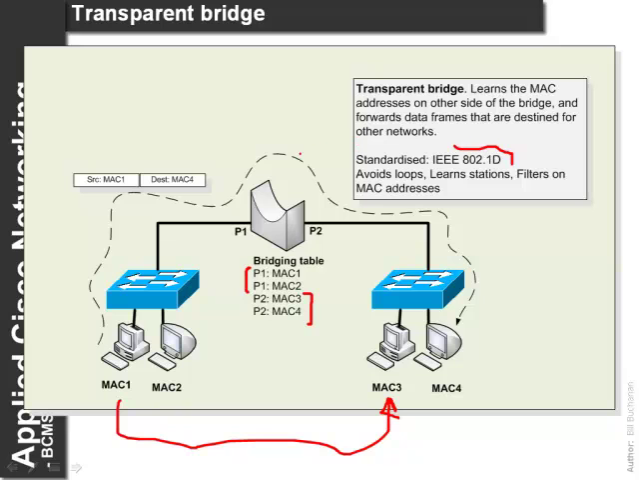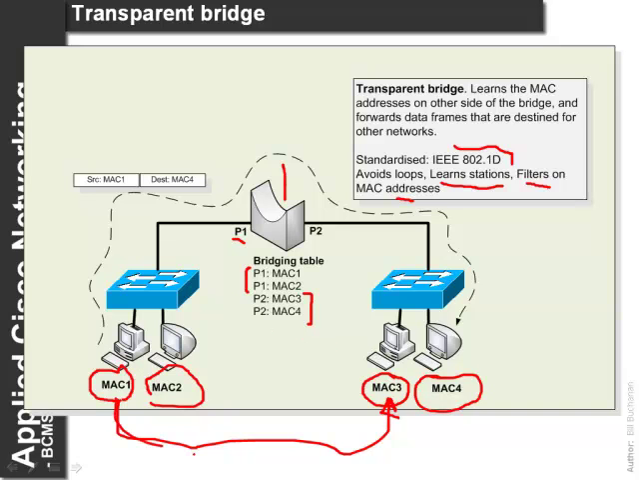The advantage of a bridge is that it avoids loops, and that bridges intercommunicate and find the best route to a destination. It also learns the stations on either side of bridges and is able to filter based purely on layer 2 MAC addresses. So in this case we have a bridging table. The bridging table has added that on port 1 there are two machines, MAC 1 and MAC 2, and on the other side on port 2 there are MAC 3 and MAC 4.